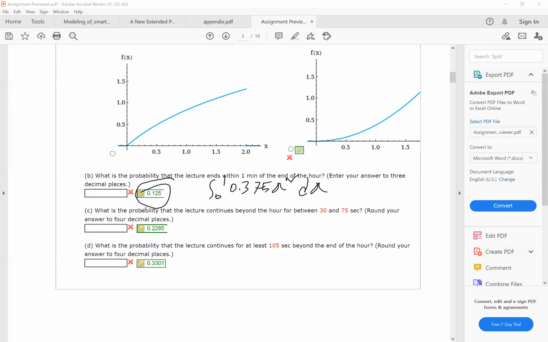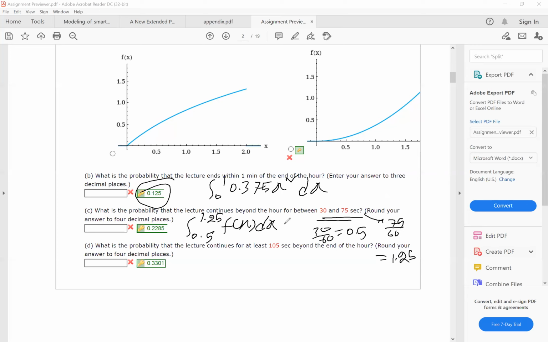And similarly for part C, what is the probability that the lecture continues beyond the hour for between 30 to 75 seconds? So here the time is in seconds, but in our distribution function, the time was given in minutes. So first you need to convert the seconds into minutes. So 30 seconds means 30 divided by 60, so this is 0.5 minutes. And this one will be 75 over 60, so it will be 1.25 minutes. That means we have to integrate f of x from 0.5 to 1.25, f of x dx.